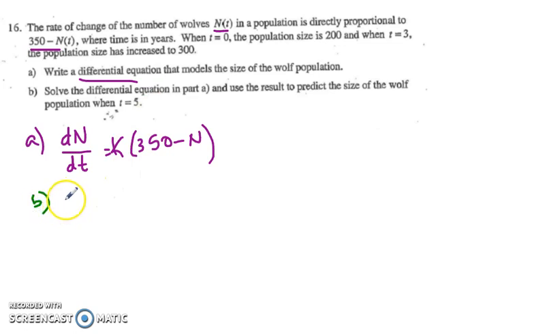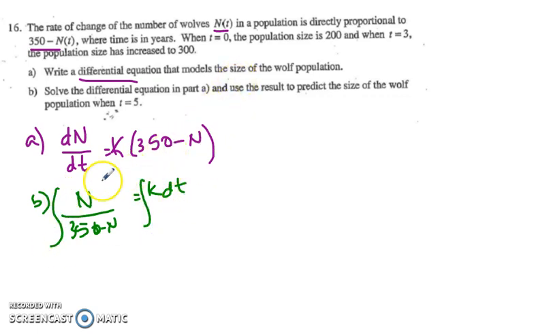Then part B says go ahead and solve the differential equation. And it's not quite a Newton's law problem because it's in the format of 350 minus n instead of n minus 350. So let's go ahead and separate, integrate, and solve on this one. If I separate, I get dn over 350 minus n equals k times dt. Then I want to integrate both sides of the equation.